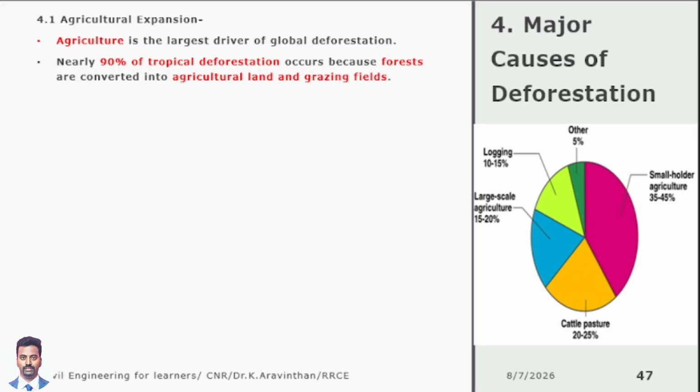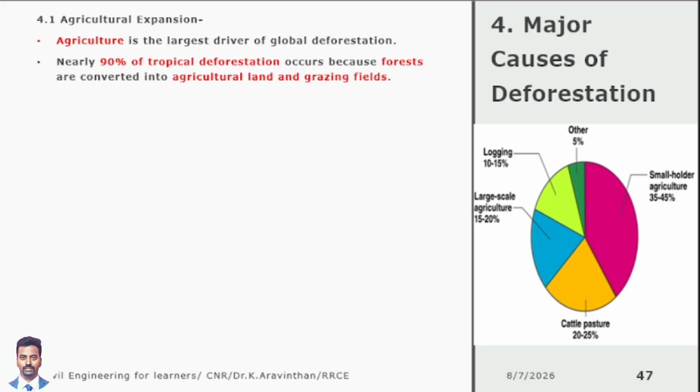Small hold agriculture is 35 to 45%. Large hold agriculture is 15 to 30. If you add this, how much percentage will come? 15% plus 35 will be 50%. So trees are cut for 50% due to agricultural people only.